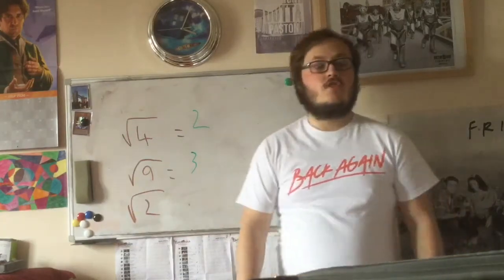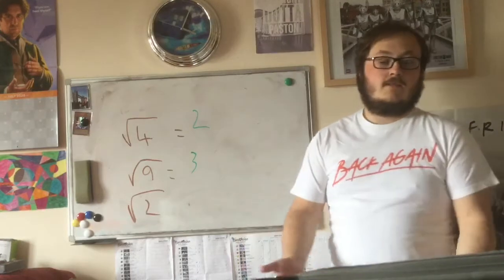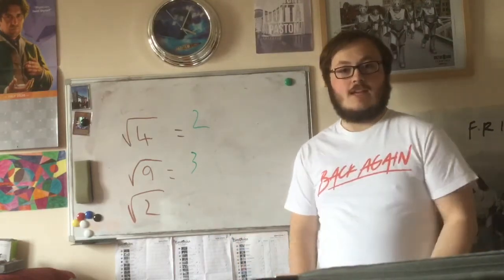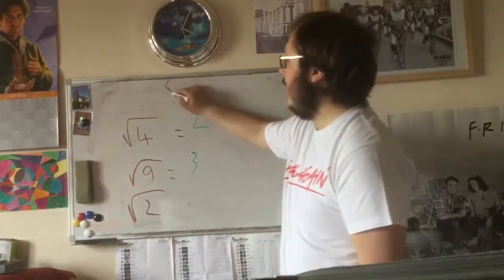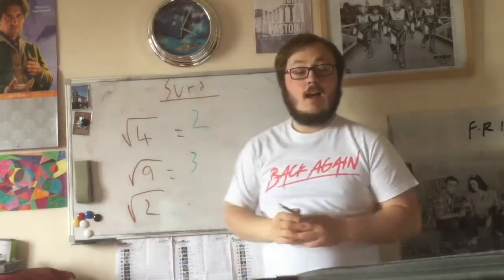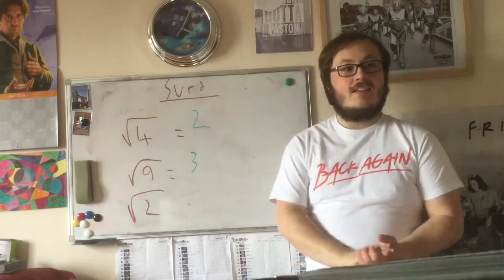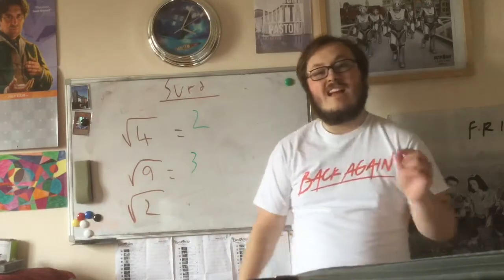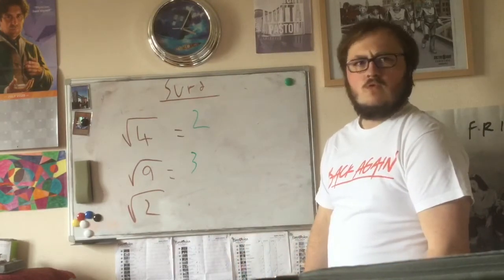Now the square root of 2. This will not get us a whole number. The reason why? Because 2 isn't a square number, so we cannot do this. This is a special type of number. This is known as a surd. A surd is a number that's being square rooted that will not give us a whole number. So root 2 is actually a surd. Let's look into surds in a bit more detail.